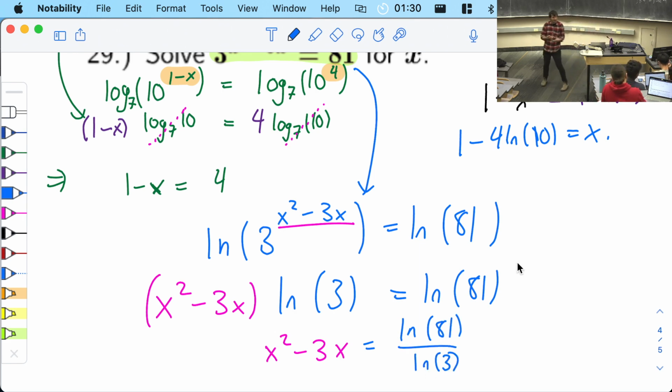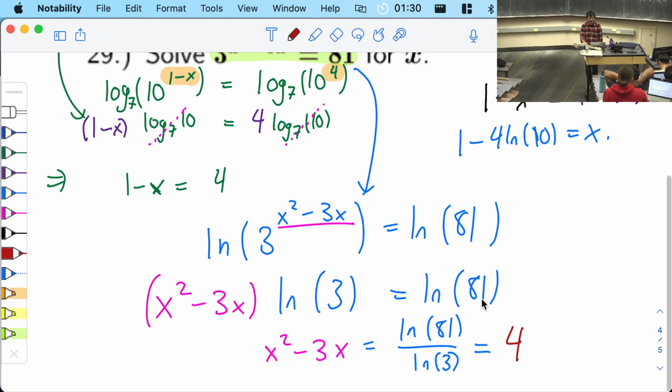Okay, and ln of 81 and ln of 3 individually are both really weird numbers, but if you type this in on your calculator, ln of 81 divided by ln of 3, your calculator should give the nice number, which is 4. Why is it 4? It's 4 because 81 is 3 to the power 4. So it's not a coincidence that it's 4. And now you have x squared minus 3x equals 4.